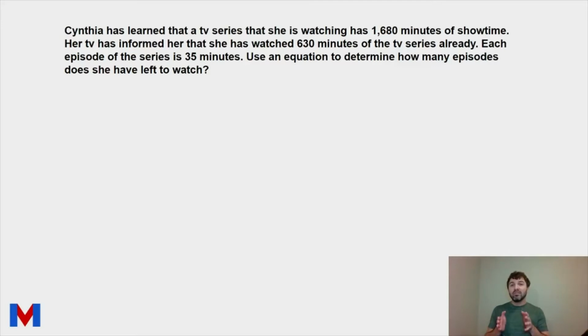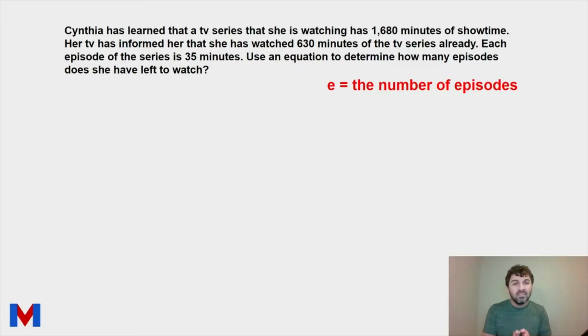Alright, so here it says use an equation, meaning we're writing an equation, which means we need a variable. And we're trying to solve how many episodes does she have left to watch. So let's use E for the number of episodes. Usually you don't use E in math because it represents something later on down the road. However, we're not there, so let's use E. I could use S for shows, or M for minutes, or T for TV, it doesn't really matter. What matters is what the variable represents, which is the number of episodes that she has left to watch. Okay?